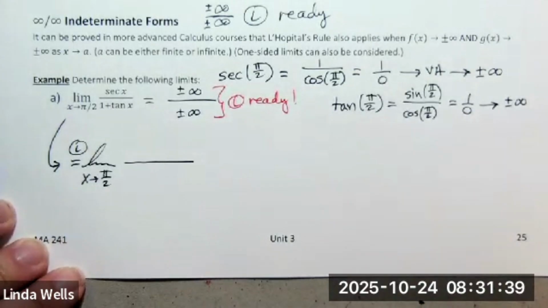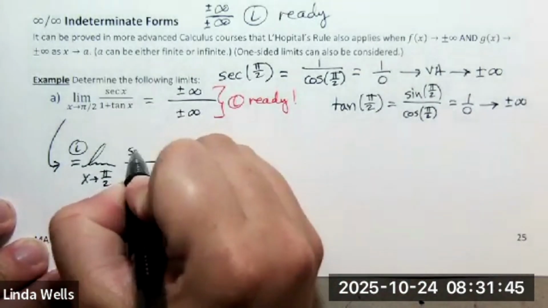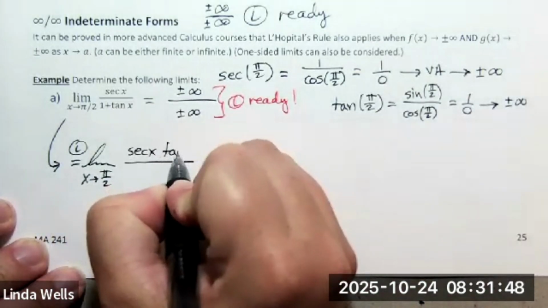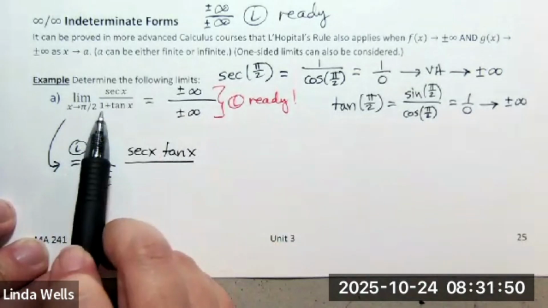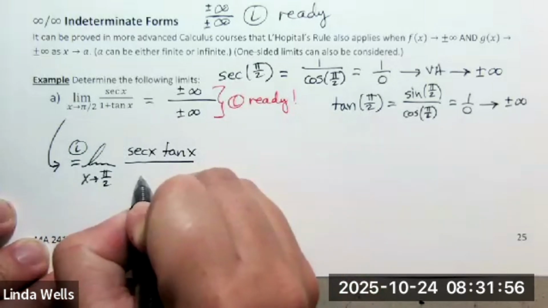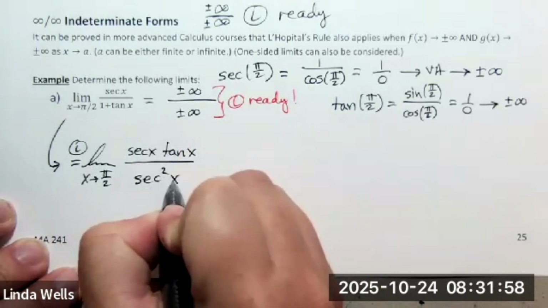All right, derivative of secant. Secant x tangent x, good. On the bottom, the 1 gets lost. The derivative of 1 is 0, it's gone. Tangent, what's its derivative? Secant squared of x.